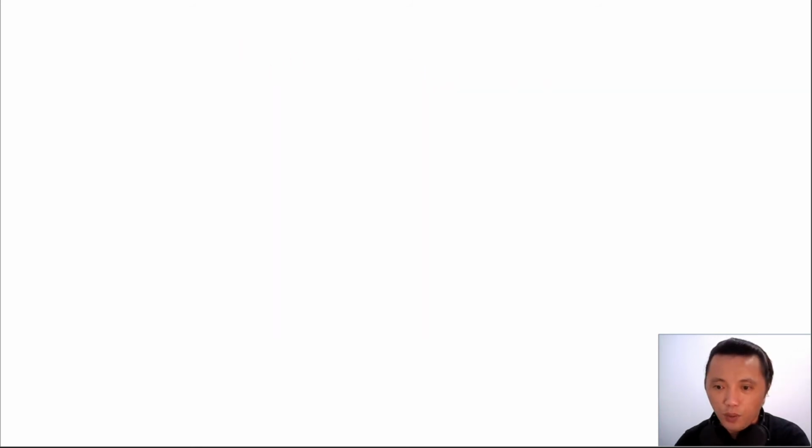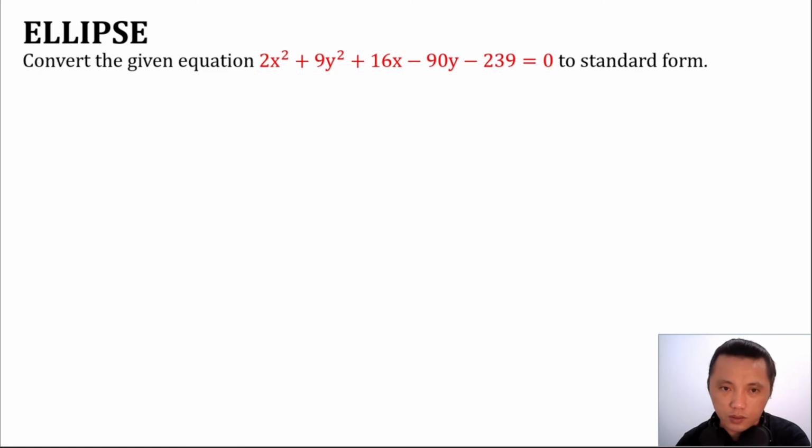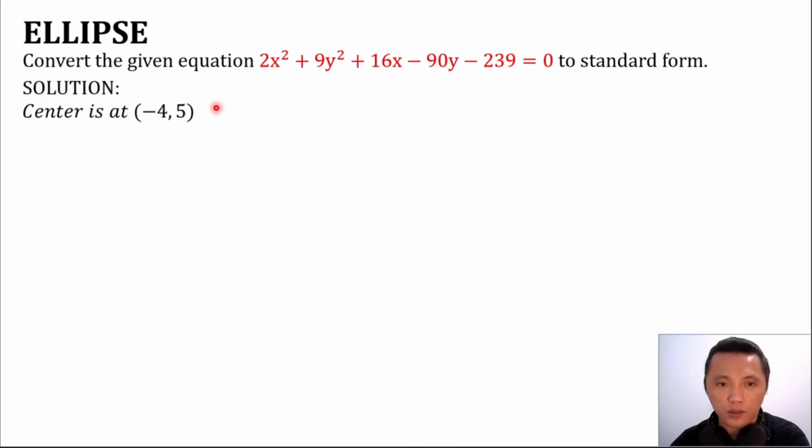Okay? So now we will transform a given ellipse to the standard form. So convert the given equation, 2x squared plus 9y squared plus 16x minus 9py minus 239 equals 0, to standard form. So the center is at (−4, 5). This is a little tip. If a is less than c, the axis is horizontal. If a is greater than c, the axis is vertical. So from the given equation, we have a is less than c.